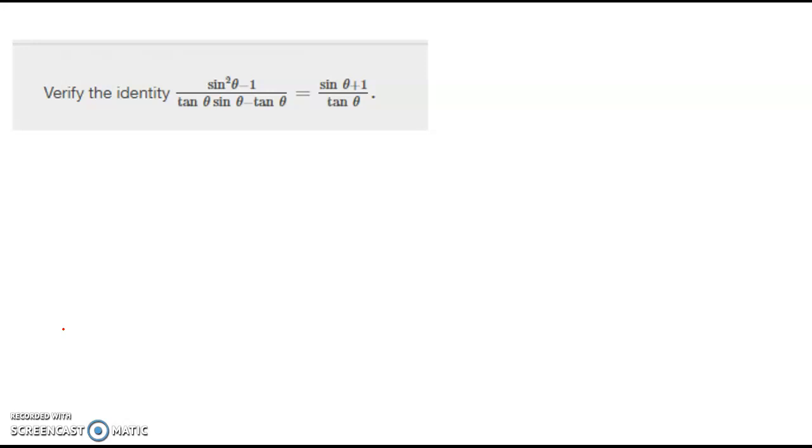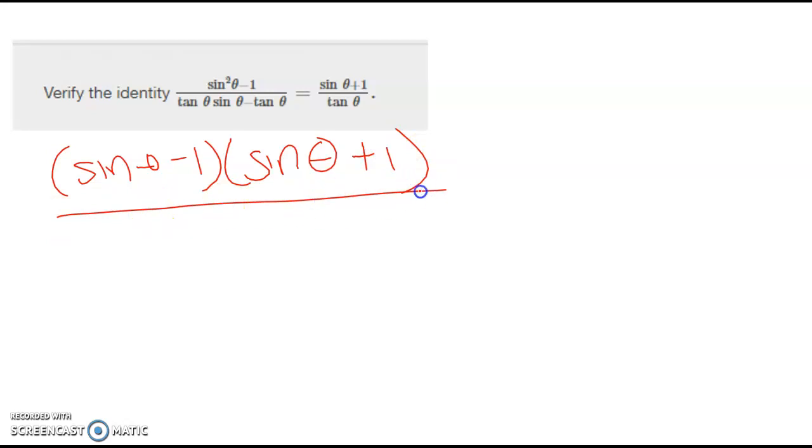So we have sine squared theta minus 1, which is also another difference of squares. So I can rewrite this as sine theta minus 1 and sine theta plus 1. And then at the bottom, or in my denominator, I can see that I can pull out a tangent. And look, guys, I'm guessing on what I should do. There's lots of different ways I can do this, but I want it to look like my right-hand side. So I know I need a tangent theta, and I know I need a sine theta plus 1. So I'm trying to pull that out in any way possible.